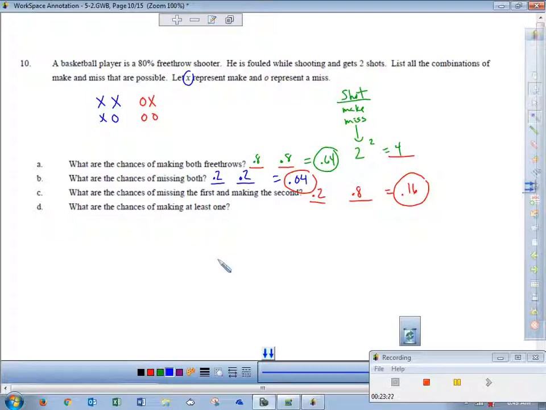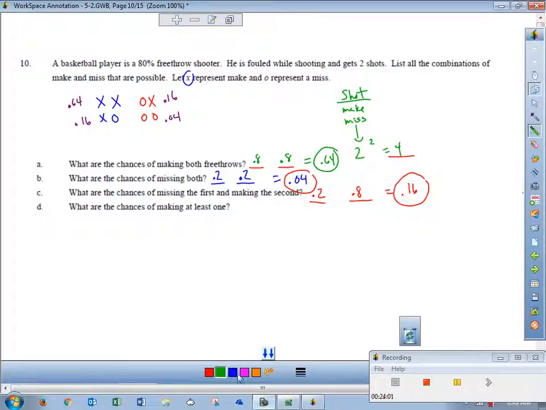What are the chances of making at least one? Well, there's lots of ways you can figure that out. First, here's what we've done so far. Let's go back up to all our combinations and realize that if he makes both, isn't that a 0.64 chance? And if he missed both, that was 0.04. And if he makes the first and misses the second, that's 0.16. And then here, we could figure that out. That would be 0.8 to make the first one times miss, which is going to still multiply out to be a 16% chance because it's still 0.8 times 0.2.